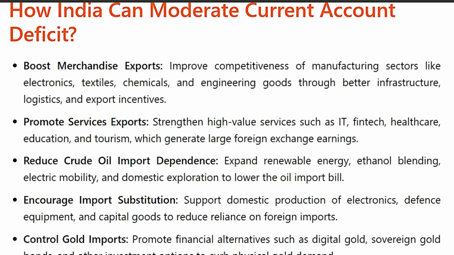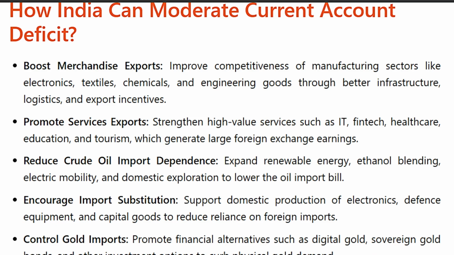How India can moderate current account deficit. Boost merchandise exports: improve competitiveness of manufacturing sectors like electronics, textiles, chemicals, and engineering goods through better infrastructure, logistics, and export incentives. Promote services exports: strengthen high-value services such as IT, fintech, healthcare, education, and tourism, which generate large foreign exchange earnings.